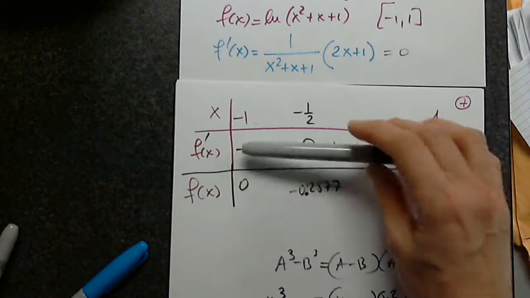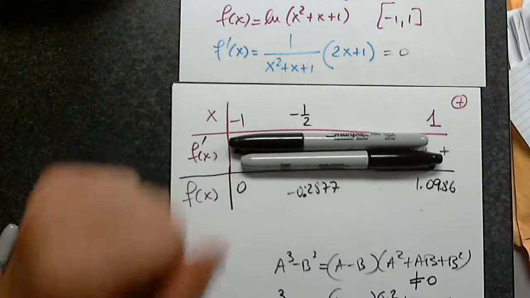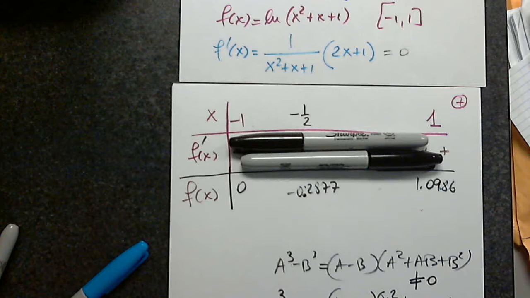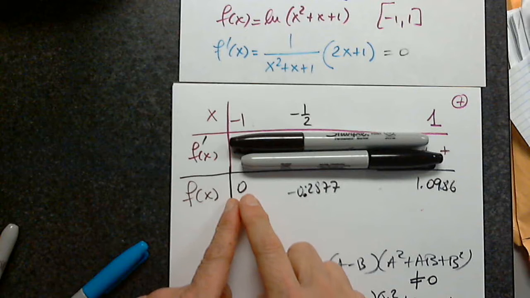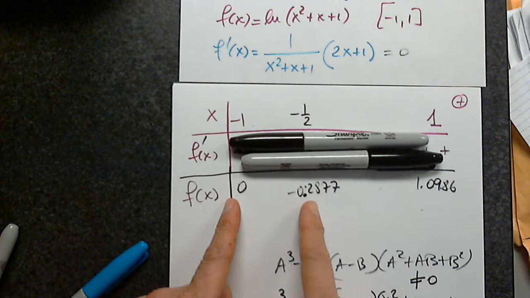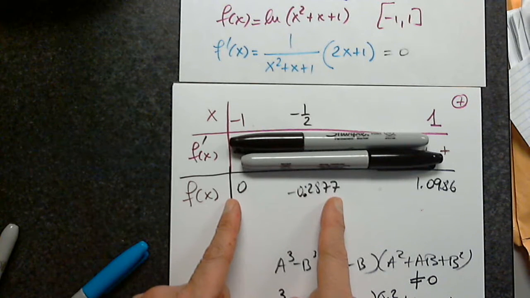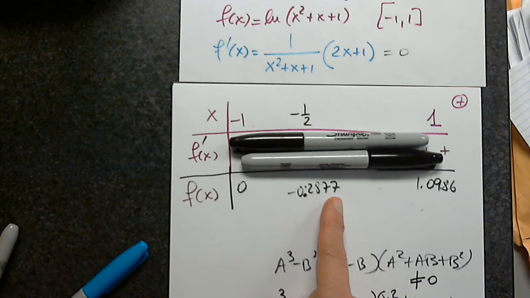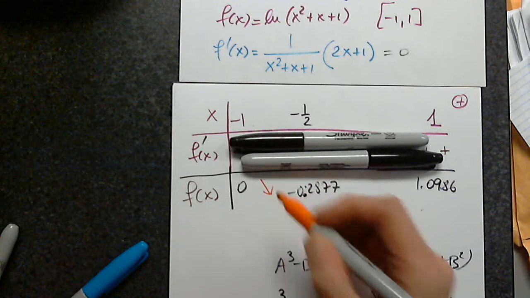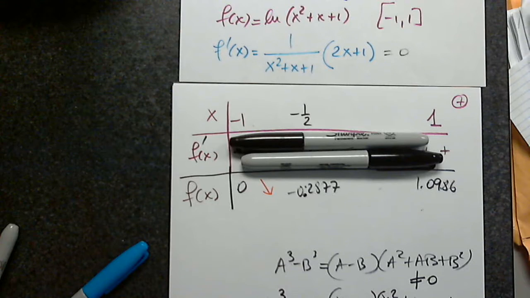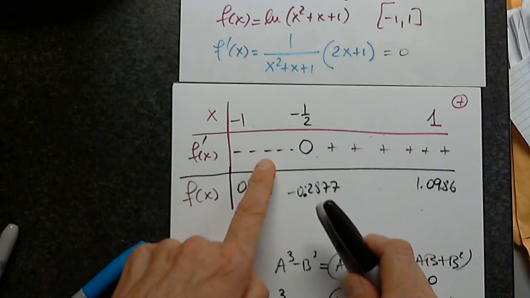So now I don't look at this till I need to make sure that this row and this row work well together. So what can you say about the function doing from 0 to negative 0.2877? It's decreasing. What should the derivative do if the function is decreasing? Be negative. Is it? Yes.